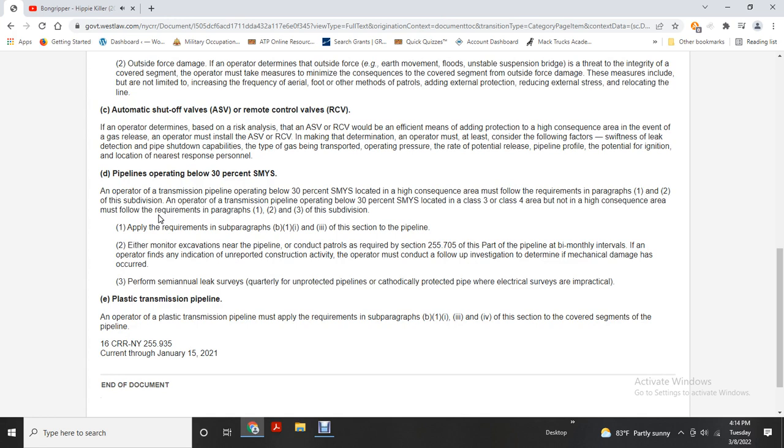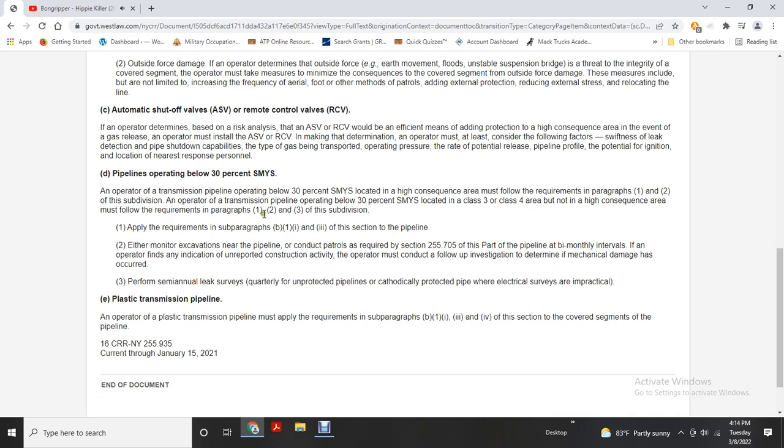consider the following factors: swiftness of leak detection, pipe shutdown capability, type of gas being transported, operating pressure, rate of potential release, line profile, potential for ignition, location of nearest response personnel. Pipelines operating below 30% of the specified minimum yield strength, operated as a transmission line between open 30% of the system yield strength, located in a high consequence area, must follow the requirements of paragraphs 1 and 2.